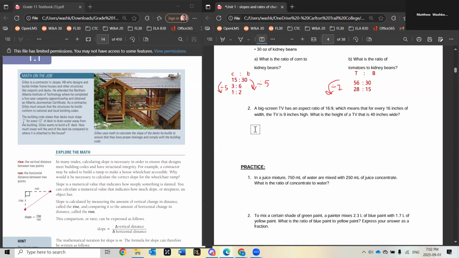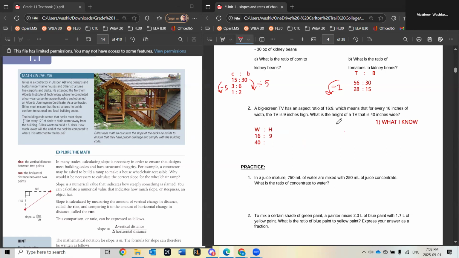Starting out, I'm going to go width to height. Now, it's saying that what I take what I know. So first thing is I need to take what I know. I know that one of these ratios is 16 to 9. I know that for a fact. I also know that the width of one of these TVs is 40, but I don't know how high it is. So that's what I'm trying to figure out.